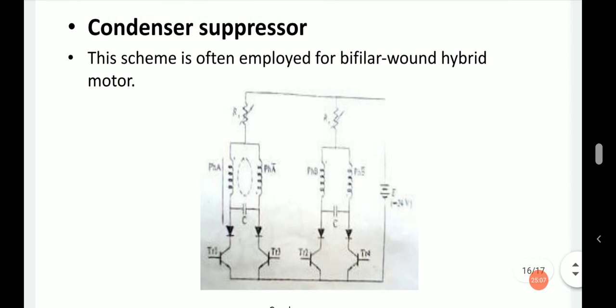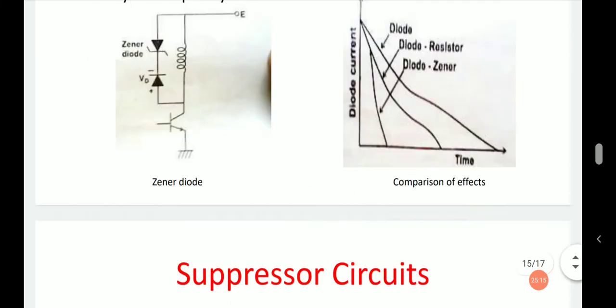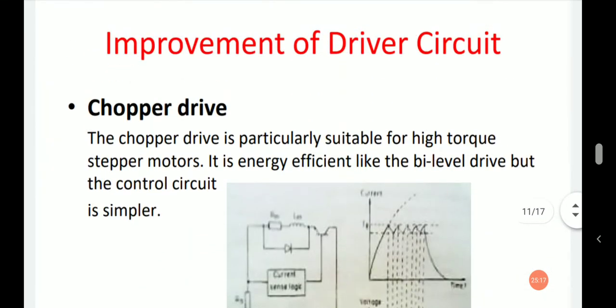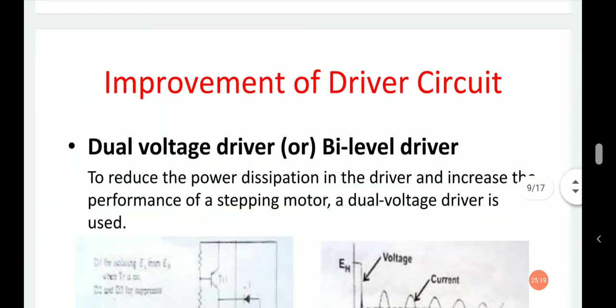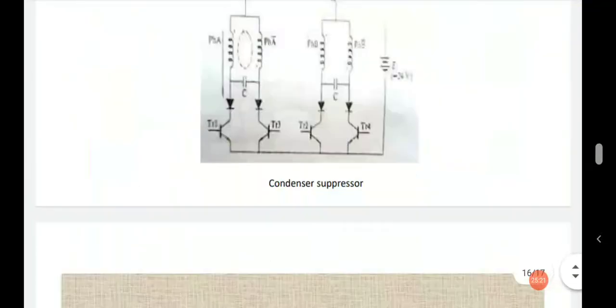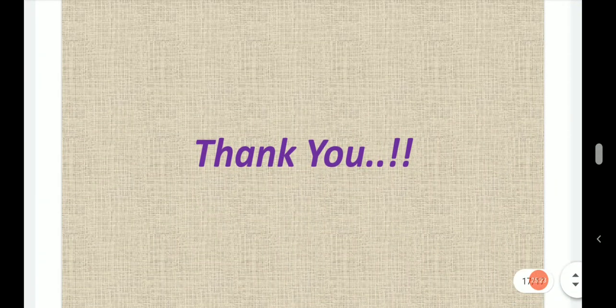So in this video we have seen the suppressor circuits and problems about the driver circuit and improvement, okay, about the driver circuit. So thank you for watching this video.